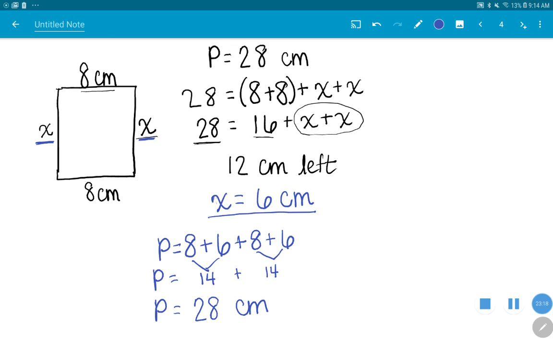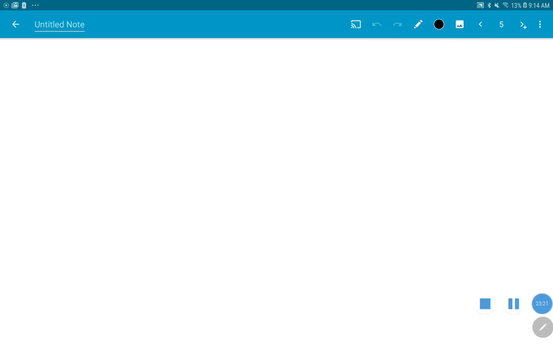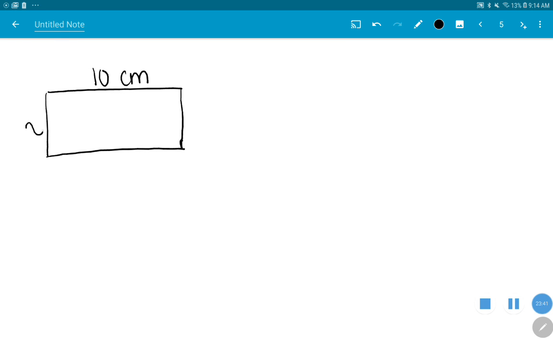All right, so let's try one with an unknown side, and we know the area. Excuse me. So I'm going to draw another rectangle. This rectangle is going to have a length of 10 centimeters, an unknown width, and it has an area of 50 square centimeters. Remember, we know the formula for area is area equals length times width.